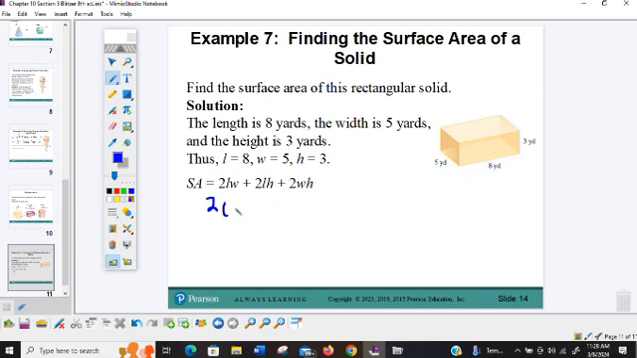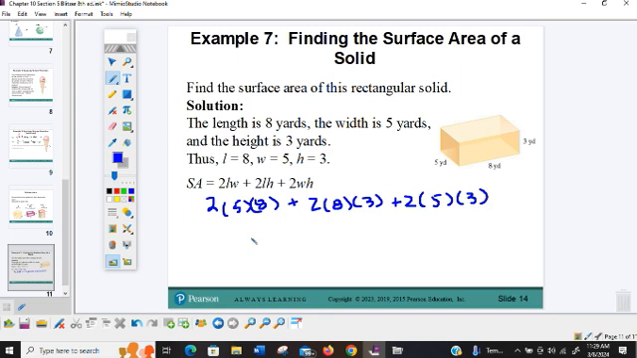So that's going to be 2 times 5 times 8. Plus, then we're going to do 2 times the length times the height. That's this piece. So the length would be 8 and the height would be 3. Plus 2 times the width times the height. So we're going to do the end pieces, and that's going to be 2 times 5 times 3. Now remember, with area, our units will be squared in the end.